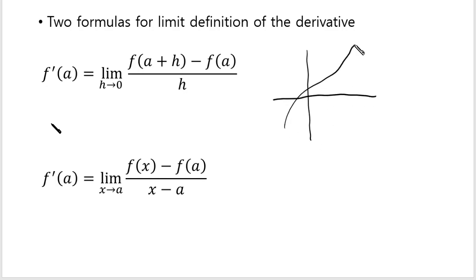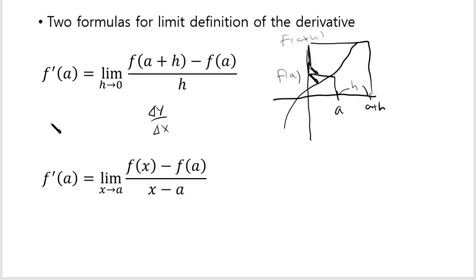So let's say you have a function. Here's a, and if you go h to the right, this will be a plus h. So the value of the function will be f of a plus h, and then the value at a will be f of a. And this is really change of y over change of x, right? They both mean change of y over change of x. And change of y here is the difference between these two, so you subtract these two. And then change of x here is the difference between a plus h and a, so if you subtract a plus h minus a, you get h.